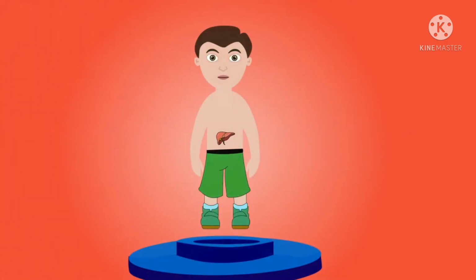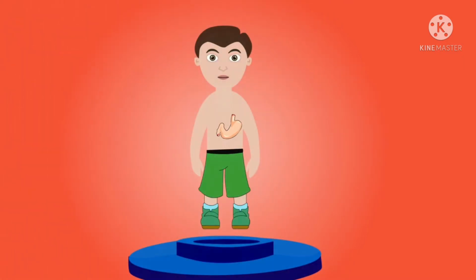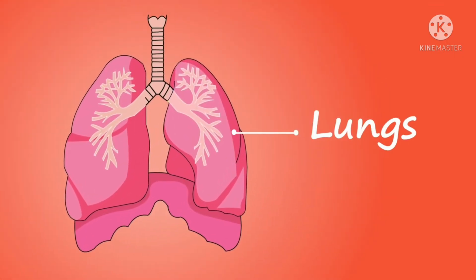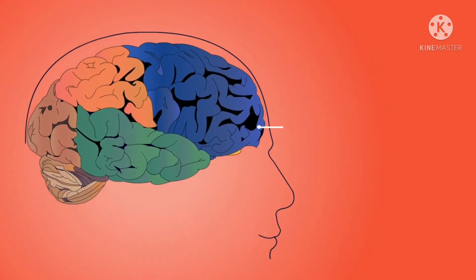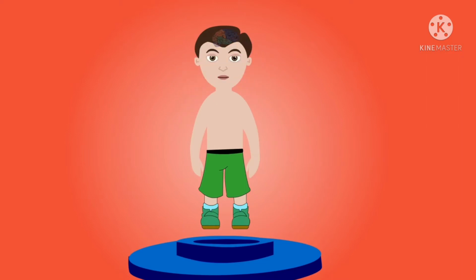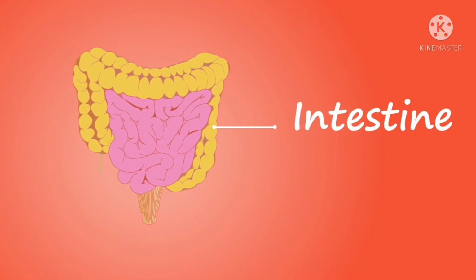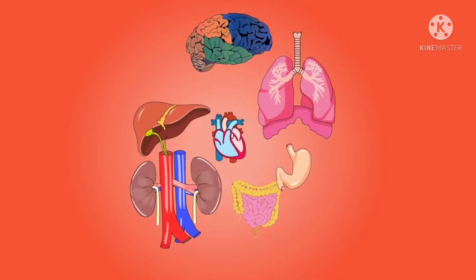After that, this is the stomach. Whenever we eat our food, it goes through the food pipe and is stored in the stomach. These are the lungs, which are helpful for our breathing. This is our brain, which controls our body, and lastly, these are our intestines, which are helpful for our digestion process. So all these are our organs. These organs meet together and form a system, and the names are digestive system, excretory system, and so on.